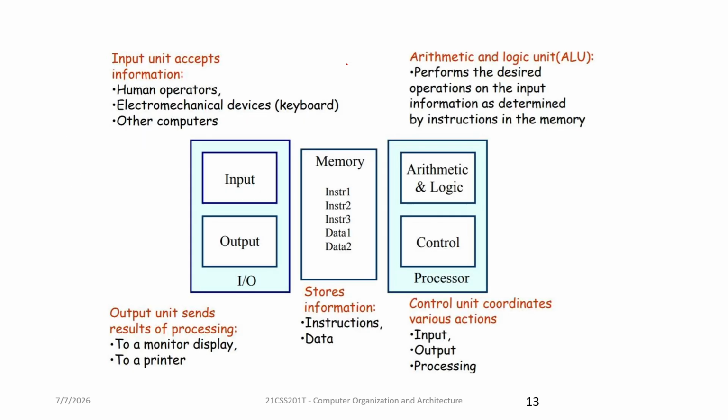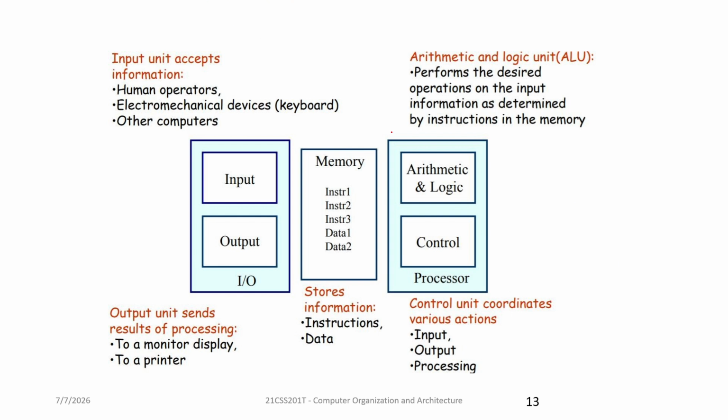So this is a summary of all the 5 units. What is the input unit? The input unit accepts information from human operators, electromechanical devices, or other computers. Through human operators, we provide the data. The medium we use for transferring the data is the keyboard. Keyboard is a popular input unit, and mouse is another input unit. Once we get the input through the input device, it is stored in the memory.